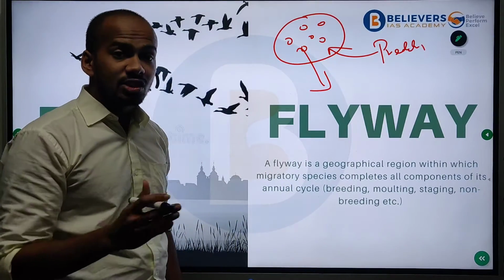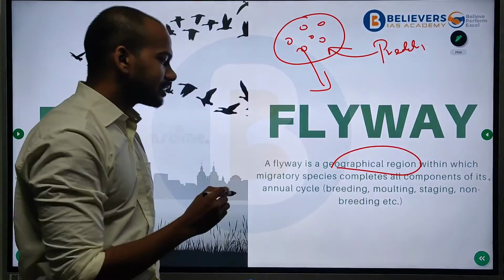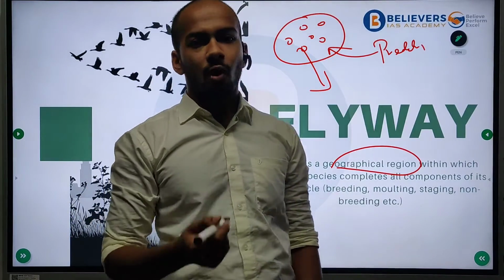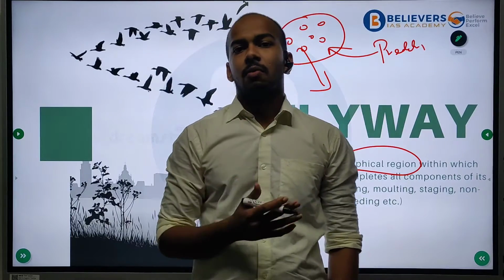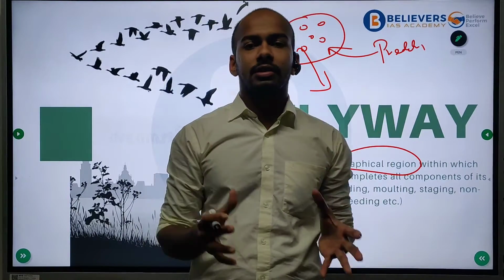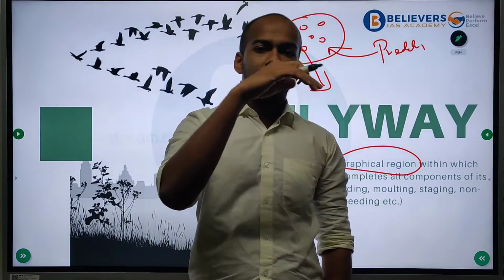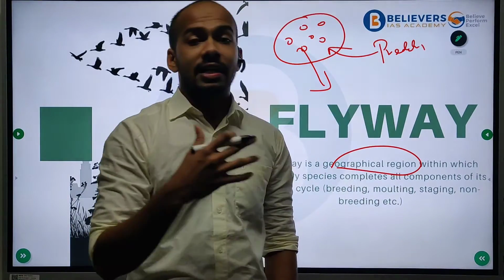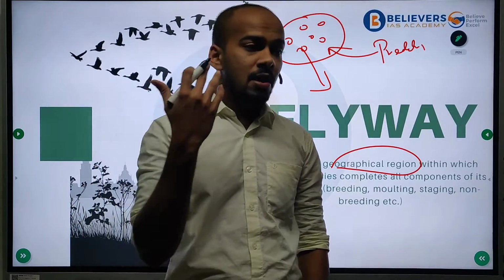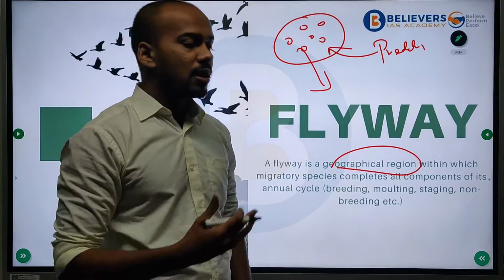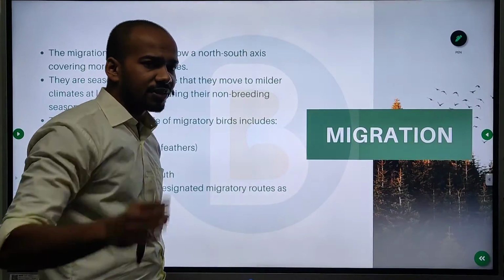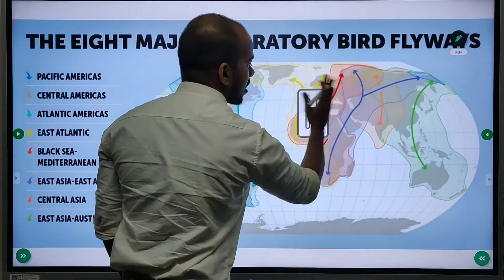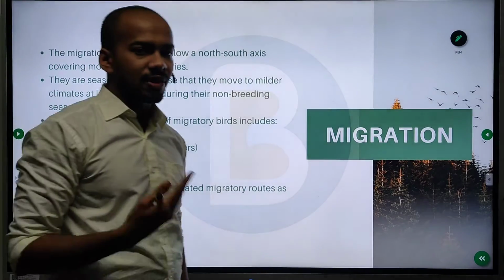So a Flyway is a geographical region within which a migratory species completes all components of its annual cycle. Its annual cycle will involve different practices, like they will come together to start the migration journey. They will move, and then they will rest in some places, and some places will be favorable for breeding, and even shedding of the feathers. All these parts of the annual cycle will be in this route. That geographical area, for example, you can see in this map, can be called a Flyway. That route can be called a Flyway.